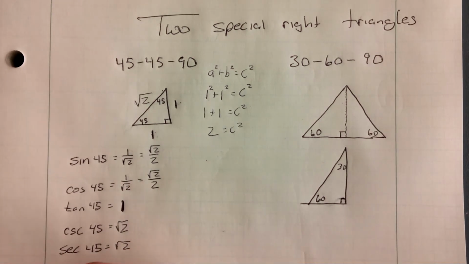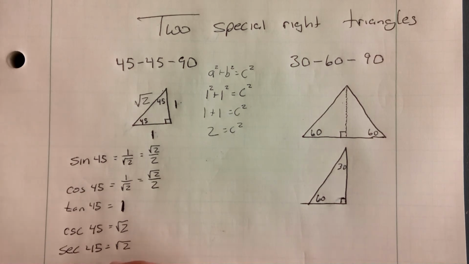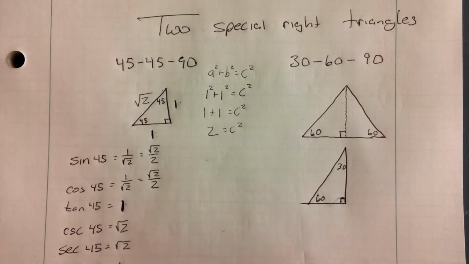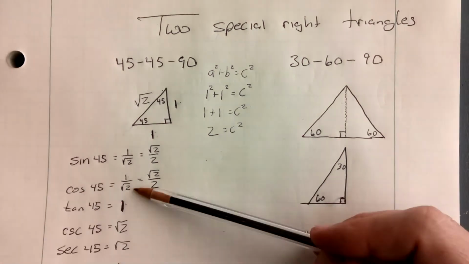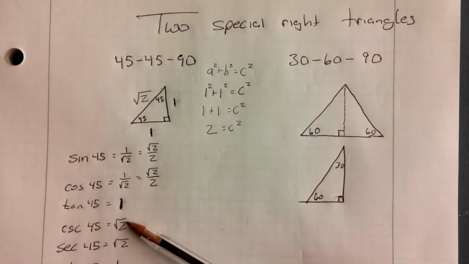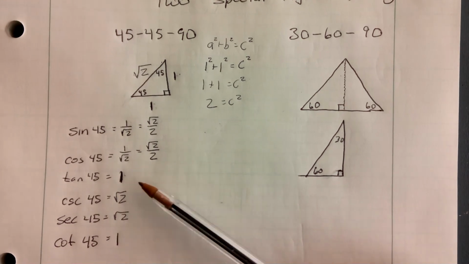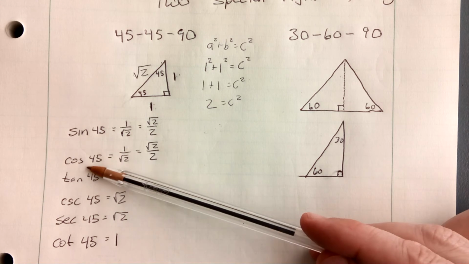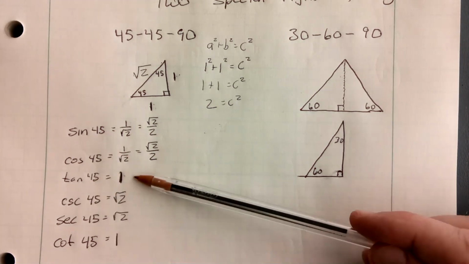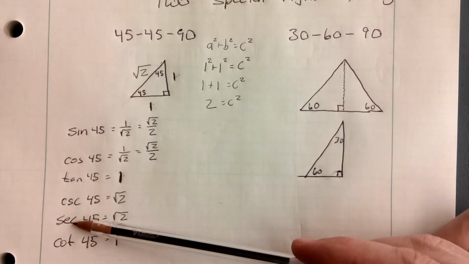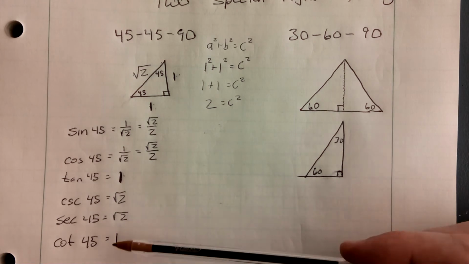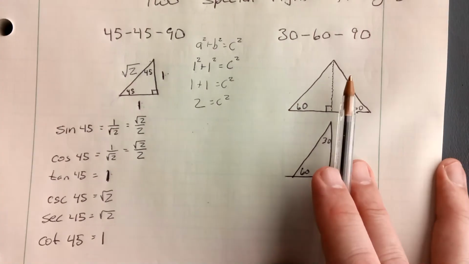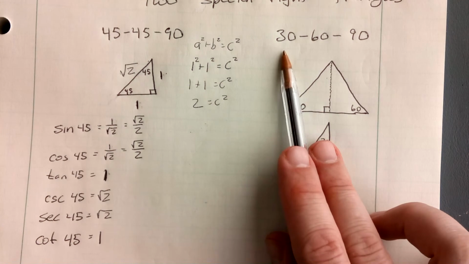The cotangent of 45 degrees is just the reciprocal of the tangent. Well, the reciprocal of 1 is just 1. So again, if you have these written down, the homework will be very simple and easy for you to find the sine of 45, the cosine of 45, the tangent of 45, the cosecant, the secant, and the cotangent. Another method very similar to that is for a 30-60 right triangle.